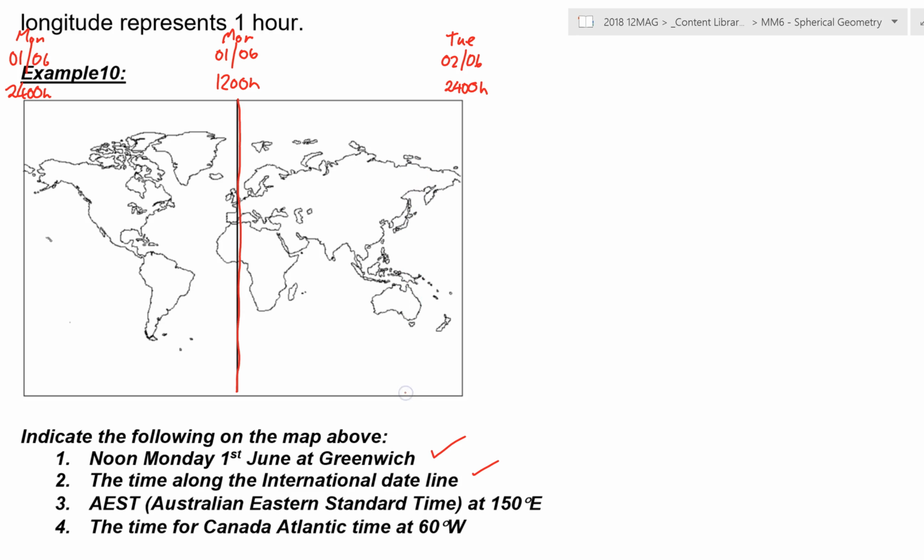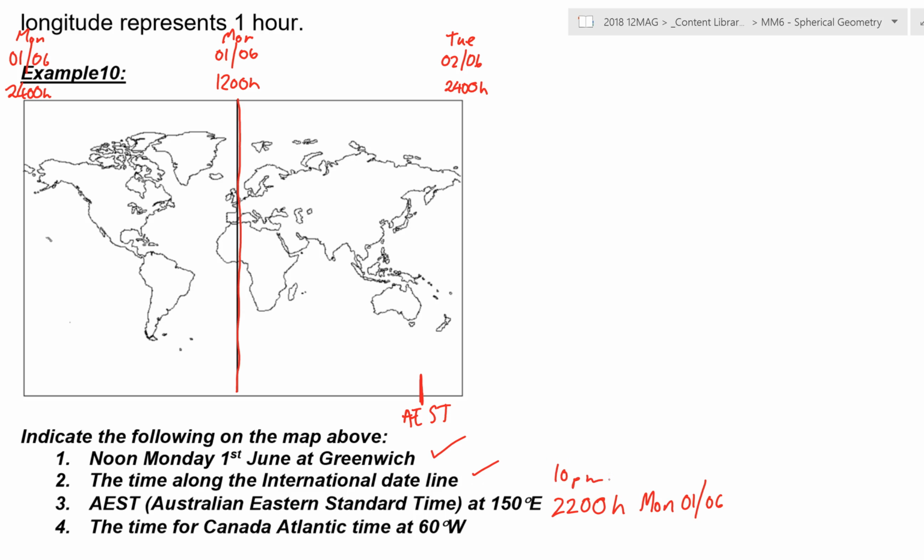Anyway, 150 degrees east, that's us here, AEST, and my time there is going to be, remember we can split this up, 15 degrees for every hour, so 10 hours in front of noon. It's 2200 hours on Monday, the 1st of June, or you could say 10 p.m.